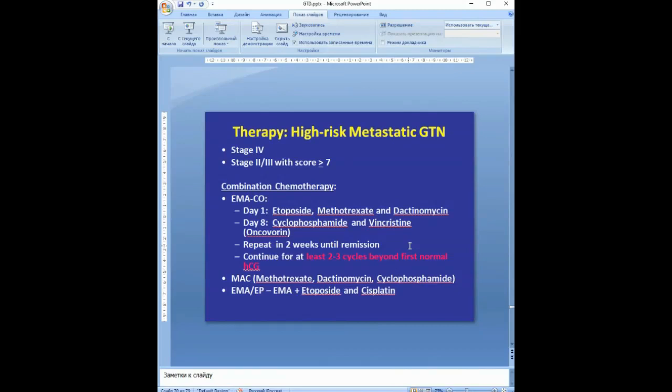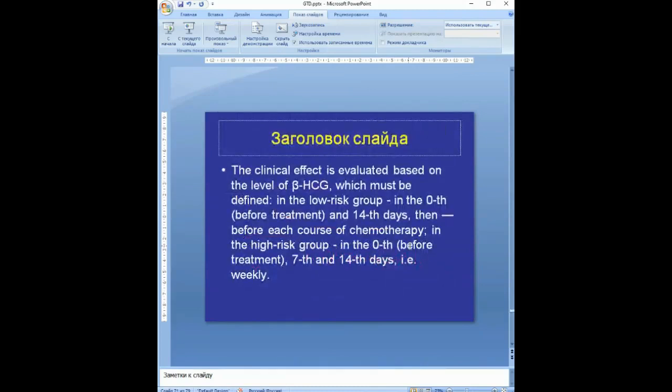It's necessary to say that in our country, the prescription of chemotherapy is the responsibility not of the gynecologist, but of oncologists and chemotherapists. The clinical effect is evaluated based on the level of beta HCG, which must be determined. In the lower risk group, on day zero before treatment and the fourth day, then before each course of chemotherapy. In the high risk group, on day zero before therapy, and on the 7th and 14th days.